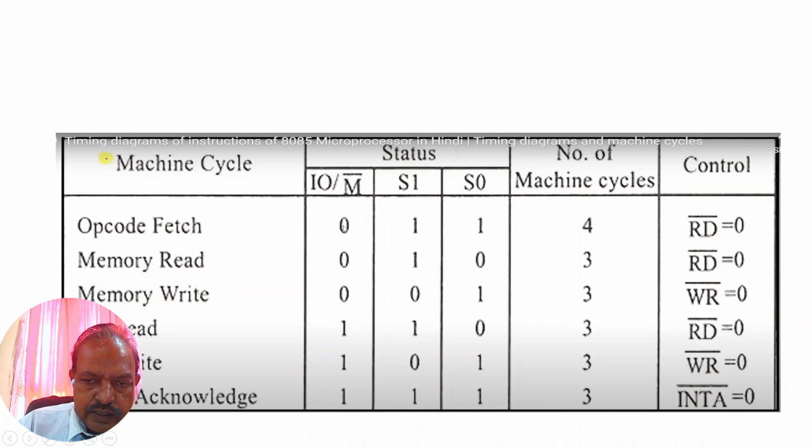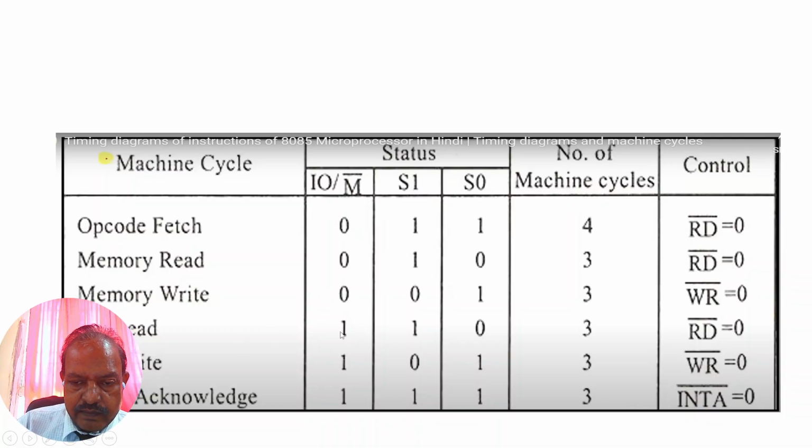When it is 0, definitely it is a memory operation. When 1, it is an IO operation. So this is memory. If this is 1, then memory write. So if it is 0, 1, 0, this is memory read, and this is opcode fetch, right? This is also a read operation.